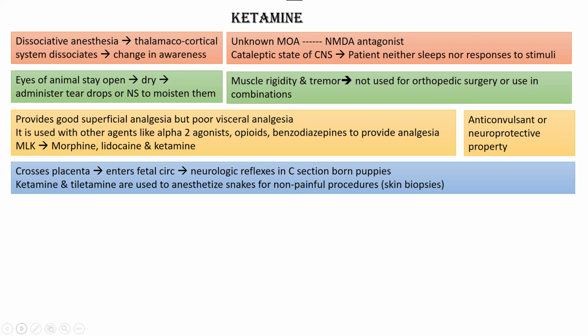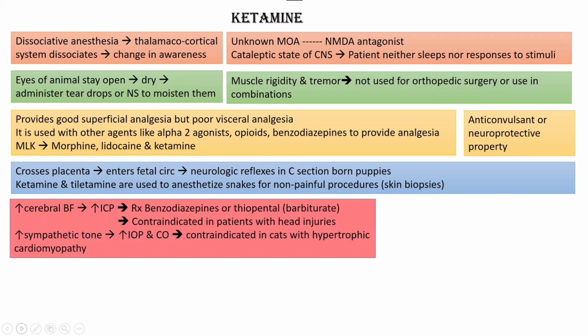There is another use of ketamine and tiletamine in snakes, that they are used to anesthetize the snakes for non-painful procedures like skin biopsies. But if you have to perform a thorough surgery of some visceral organ in the snake, you will never use ketamine, because ketamine only provides good superficial analgesia. Then for snakes, you have to go for some inhalant type of anesthesia. That is a separate topic to study regarding the anesthesia of the exotics.